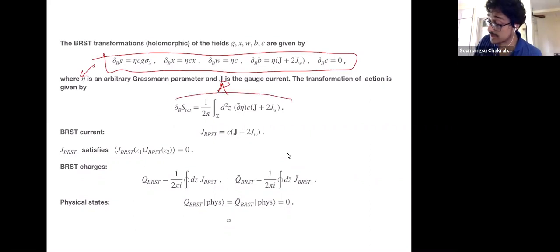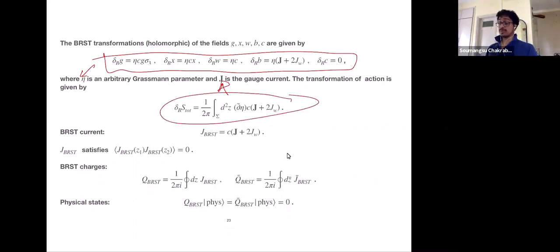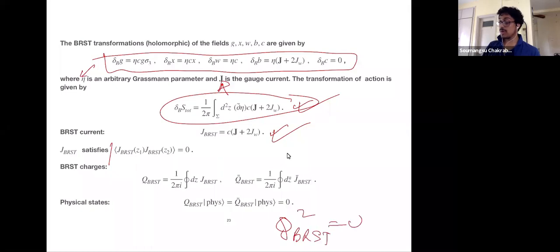So once you do that, the change in the S total, which is the total action, is given by this action. So from there you read off this as the J BRST, and an easy way to check that the BRST charge squared, Q_BRST squared, equals 0 is that the OPE of JJ is regular. And for that you just use the standard current correlation functions of the SL(2) Wess-Zumino-Witten model and U(1), and it's trivial to check. So all physical states that I want to calculate must be invariant under Q_BRST.